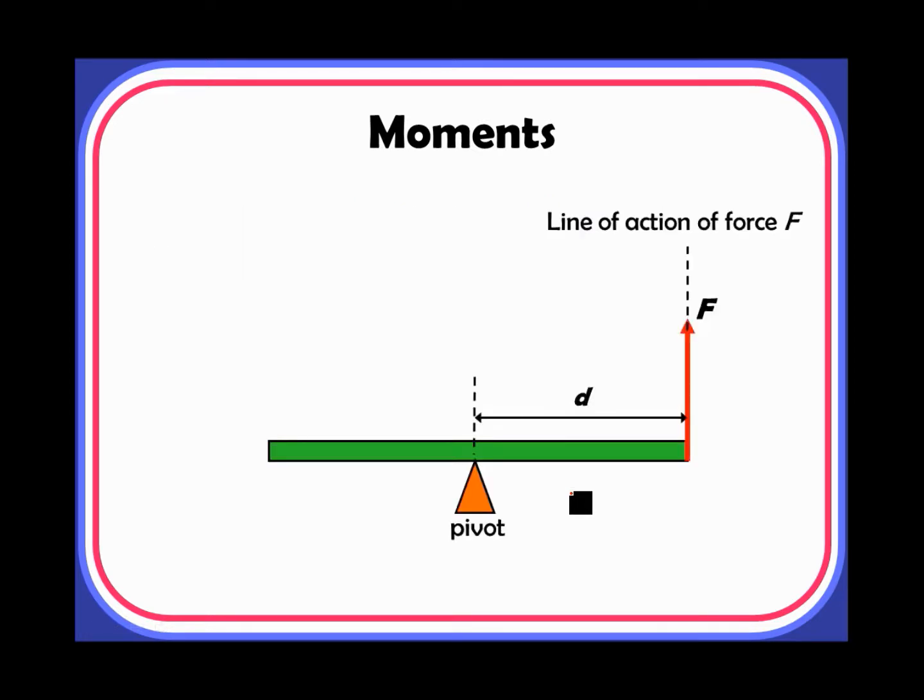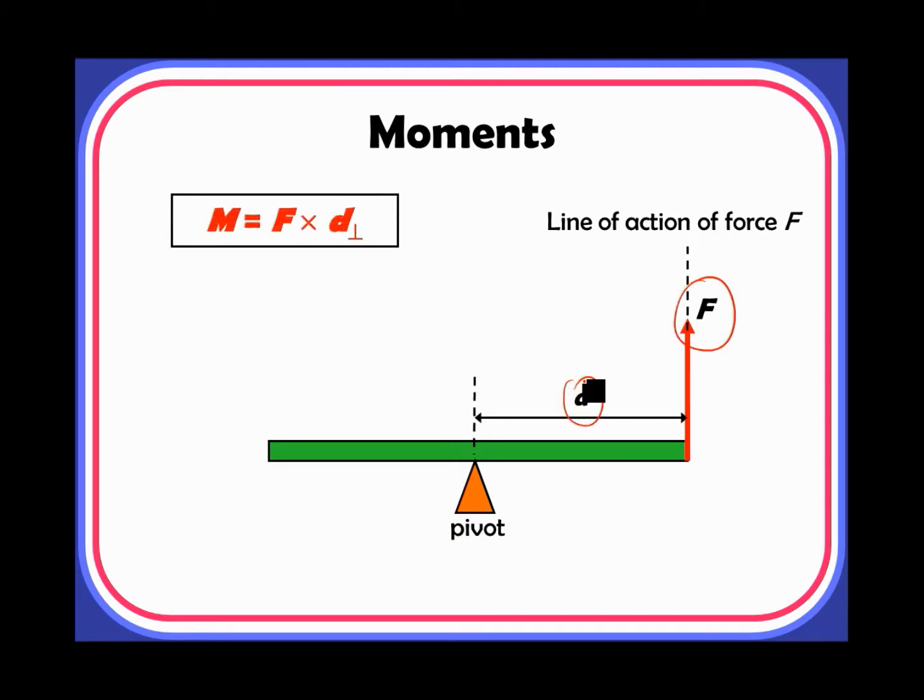If I have a bin, where there is a pivot right in the middle of the bin, there is a force F exerted on one end of the bin. To calculate the moment, I will have to take this force times the perpendicular distance. So that will give us the moment of the bin due to the force F.